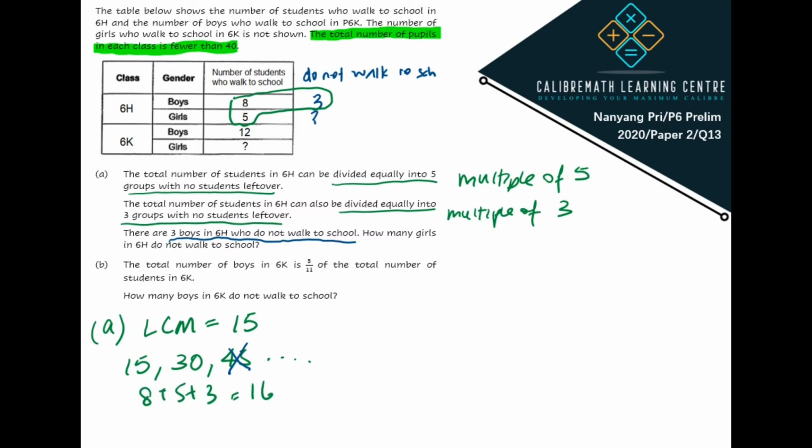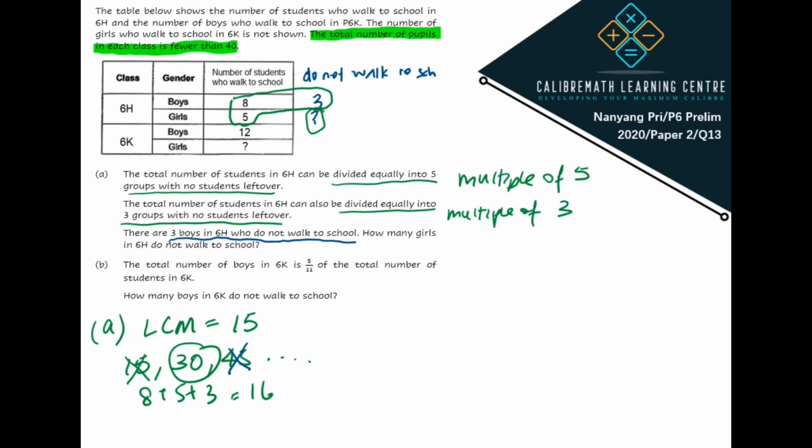16. Now, since the sum of these 3 numbers before you even add the girls is already 16, that will mean that 15 is not a possible answer. 15 cannot be the total number of students in 6H. So the only possibility that we have is 30. So 30 is the number of students in 6H.